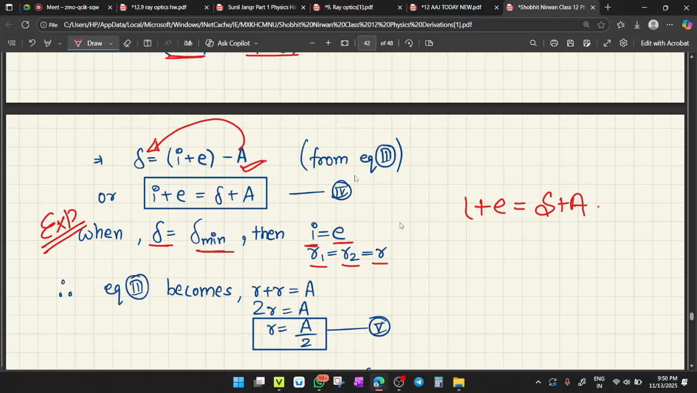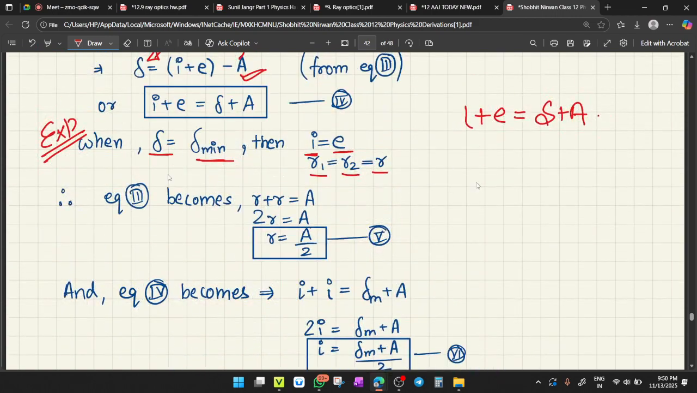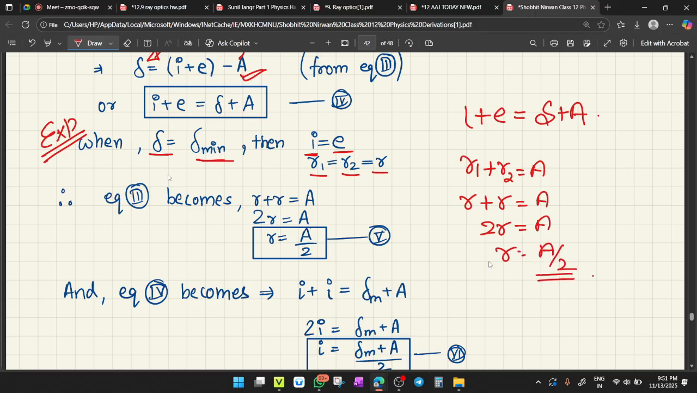Then what happened? We have R1 plus R2 equals A. You have to put R plus R equals A. So 2R becomes A and R becomes A by 2. Clear or not clear?